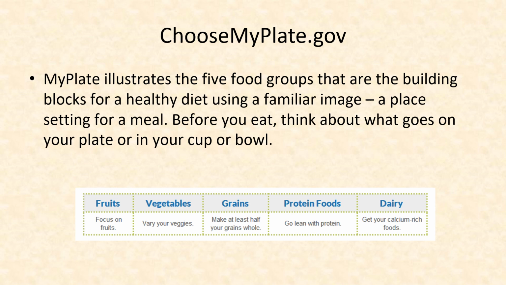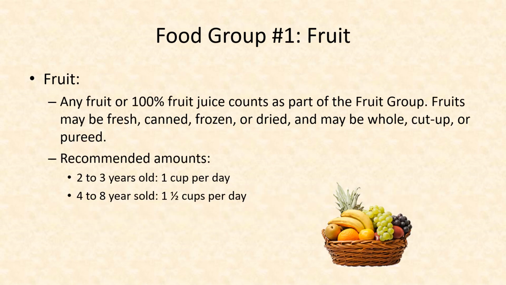And Choose My Plate considers fruits and vegetables, grains, proteins, and also dairy. Let's take a look at some of the particulars. The first food group that they present is fruit. So by fruit, we're talking about fruit juice or any types of fruits, whether they're fresh or canned or frozen in any form. We're just referring to fruit in all those forms.